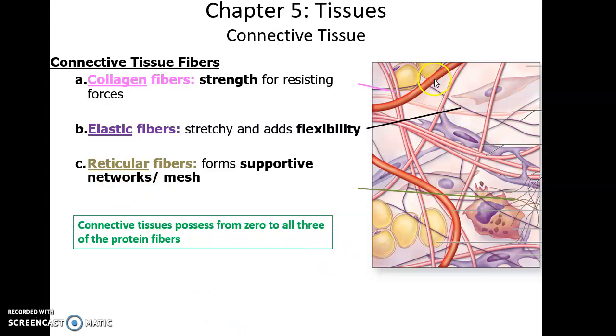And then there's reticular fibers. Here's some reticular fibers. Reticular fibers are also relatively thin, and they form supportive networks or meshes. So their protein fibers are branched and form sort of mesh-like structures to help be supportive, either inside an organ or surrounding an organ. And connective tissues possess anywhere from 0 to all three of these protein fibers. So 0, 1, 2, or 3 kinds of protein fibers could be present.